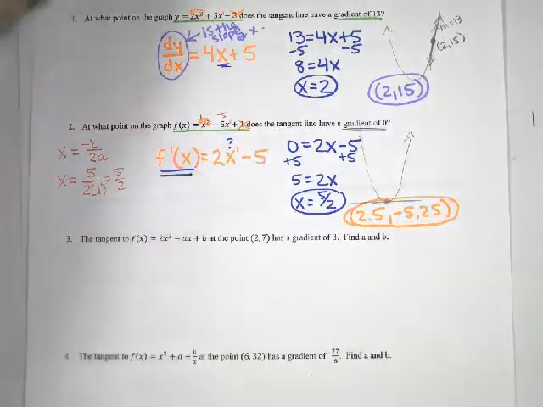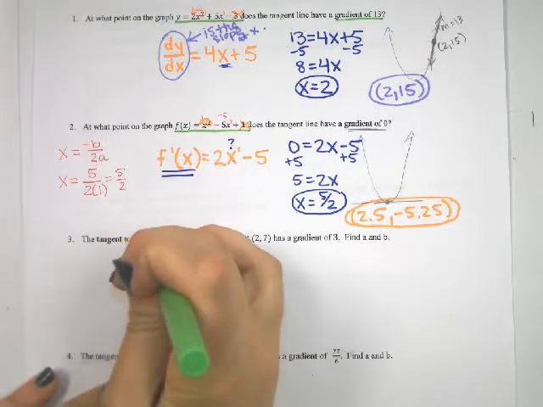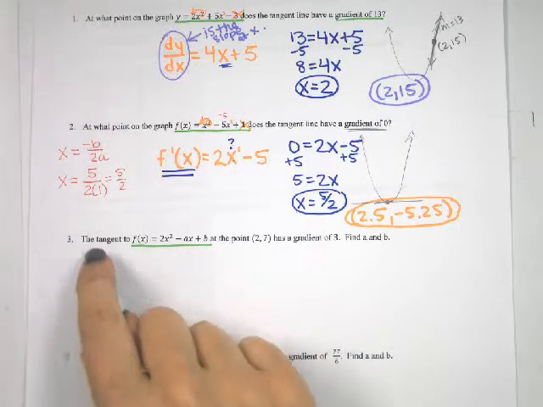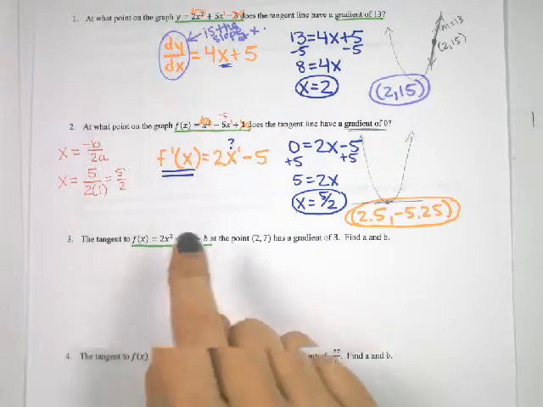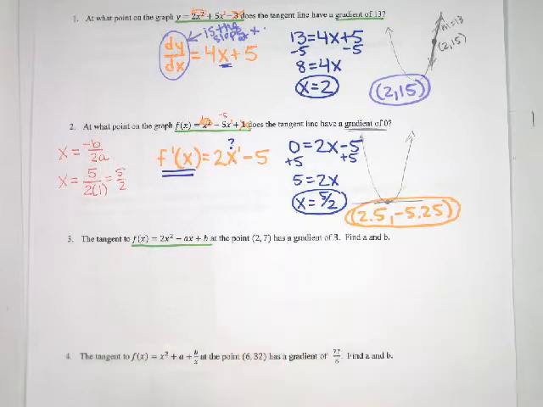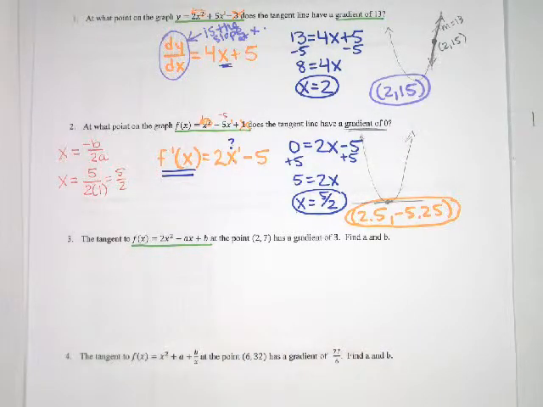The next question gives us some information about our function, and it wants us to find a and b. So we don't have the whole function yet. We've got f of x equals 2x squared minus ax plus b. We need to figure out what a and b are, and we've got some information. So the tangent of this line at this point, 2, 7, has a gradient of 3. So we've got a slope of 3 at the point 2, 7.